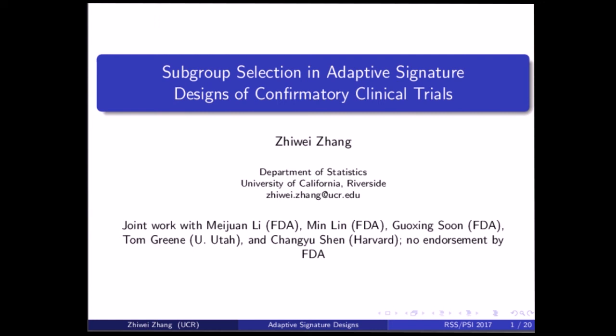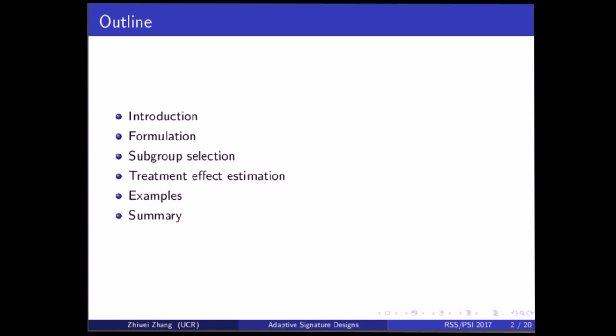Thank you, Dr. Gilmore, for the introduction, and thank you all for calling in. I should also thank the Royal Statistical Society and the statisticians in pharmaceutical industry for organizing this joint webinar and for including my paper in the webinar. My paper is mainly about subgroup selection in adaptive signature design, and it also addresses the related treatment effect estimation problem. So this paper is joint work with my former colleagues at FDA, Meijuan Li, Annie Lin, and Greg Sun, as well as my academic collaborator Tom Greene at Utah and Changyu Shen at Harvard. I should emphasize that the paper represents our own professional views and not the official position of the FDA.